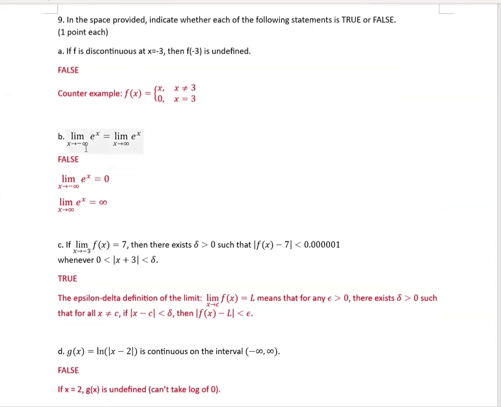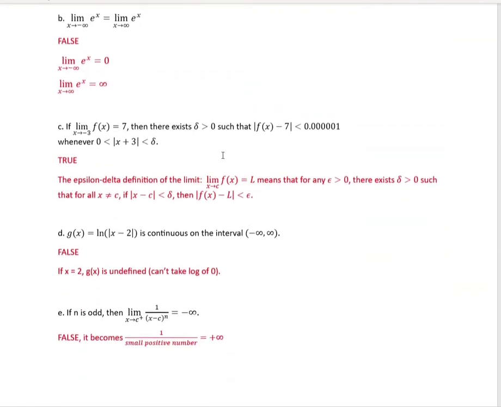B, limit as x approaches -infinity of e to x equal to limit as x approaches infinity of e to x. This is for sure false. If we know how the graph e to x looks, that's for sure false. Because as x approaches -infinity, e to x approaches 0. And as x approaches infinity, e to x approaches infinity. So they're not the same.